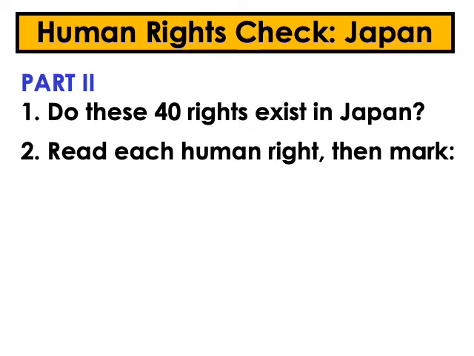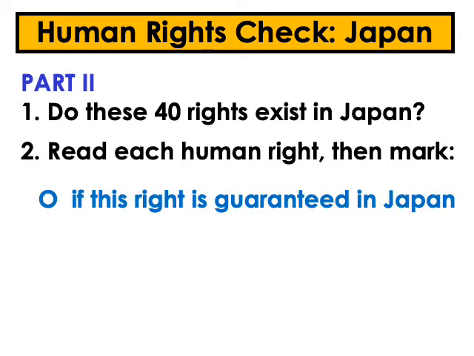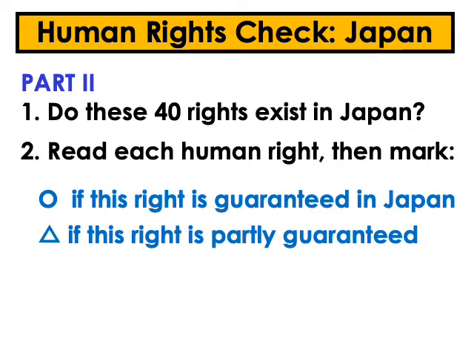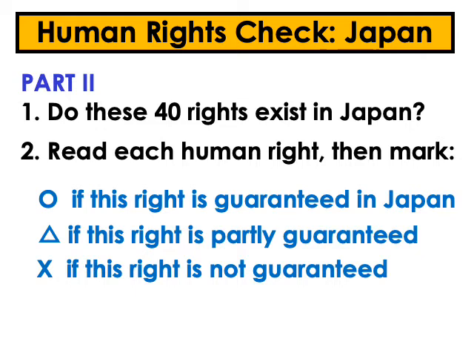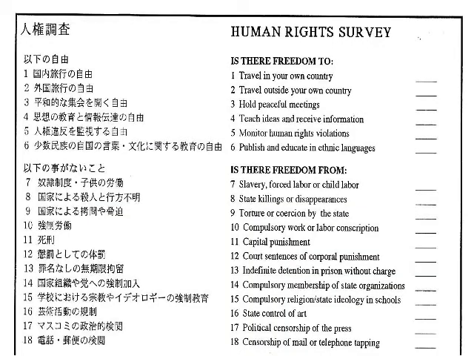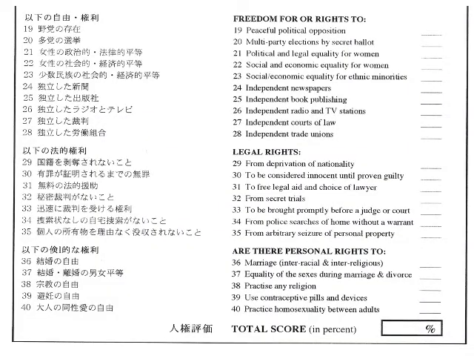Question, do these 40 rights exist in Japan? By yourself, read each human right and then mark a circle if this right is guaranteed in Japan, a triangle if it's partly guaranteed, an X if it's not guaranteed, and a question mark if you're not sure. So, students, take a look here and individually, by themselves, they get about 5 minutes to go very carefully, mark yes, no, partially, or I don't know. Okay, these 40 different rights.